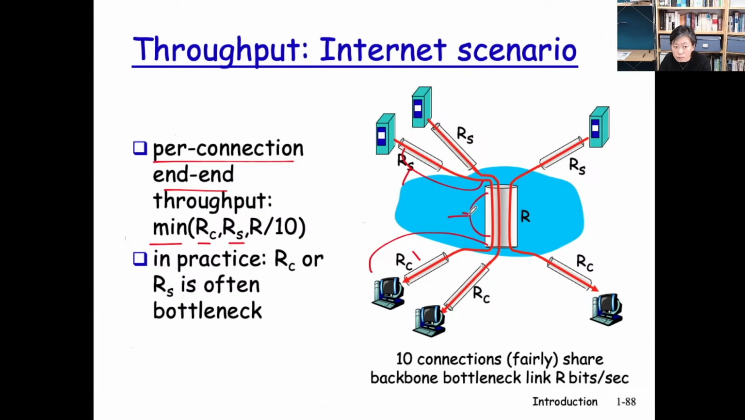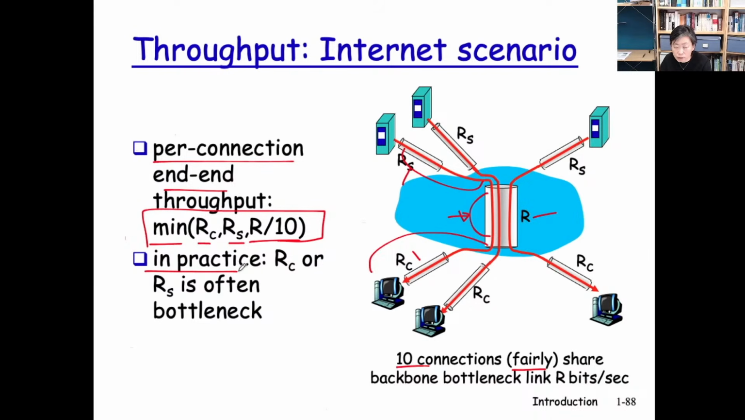The middle segment, well, if there are 10 links in parallel, then this middle link here, capacity R, will need to be divided by 10, as I'm assuming the 10 connections are fairly sharing the entire capacity. So the throughput to be formulated is this: the minimum of Rc, Rs, and R over 10.